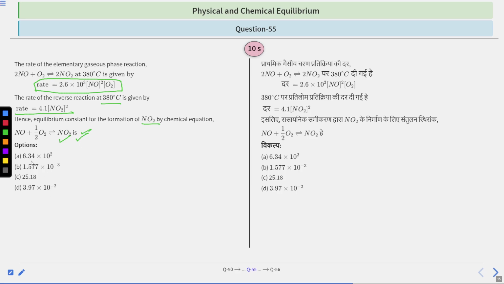Options are 6.34 into 10 to the power 2, 1.577 into 10 to the power minus 3, 25.18 or 3.97 into 10 to the power minus 2. So you have 10 seconds to solve this question. After that, we will see what the answer will be.